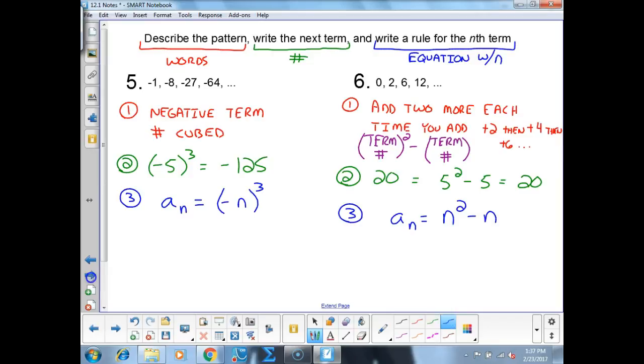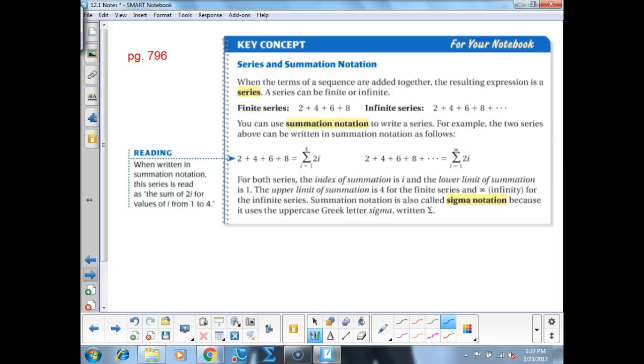Series now. Okay. A series, all a series is, it's a sequence where you add up all the terms. Okay. A series is a sequence where you add all the terms.